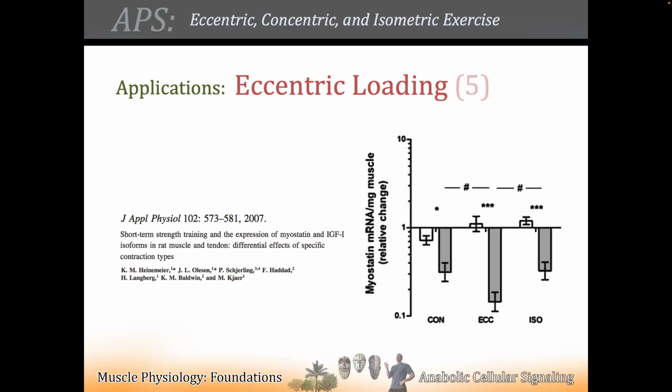Same article, but now we're looking at the suppression of myostatin. So eccentric activation of the tissue suppresses myostatin the most compared to isometric and concentric. And we know that myostatin, it's a myokine, a little protein released by the muscle, inhibits PKB. So with eccentric activation of muscle, the suppression of myostatin would permit more PKB signaling.